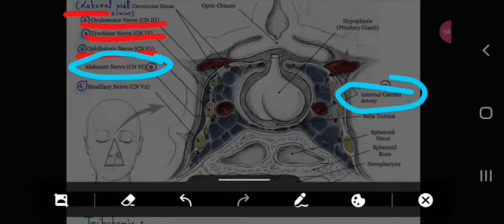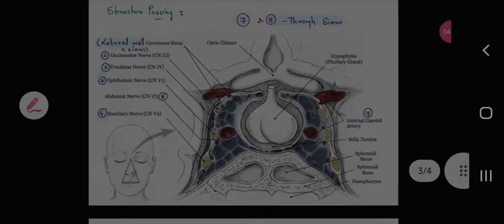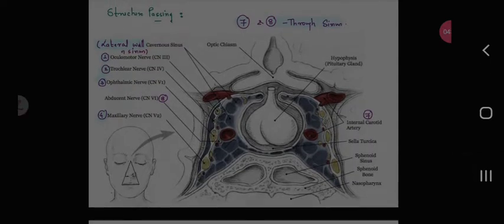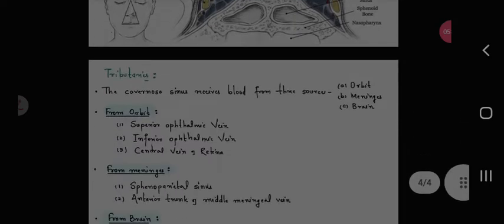Okay, so here you can see, through the sinus, the internal carotid artery and abducent nerve, and in the lateral wall, the oculomotor nerve, trochlear nerve, and ophthalmic nerve of the trigeminal nerve. I am not talking about the maxillary nerve because it is not present there. Sella turcica, sphenoid sinus, sphenoid bone, and nasopharynx. Hypophysis, pituitary gland, optic chiasm.